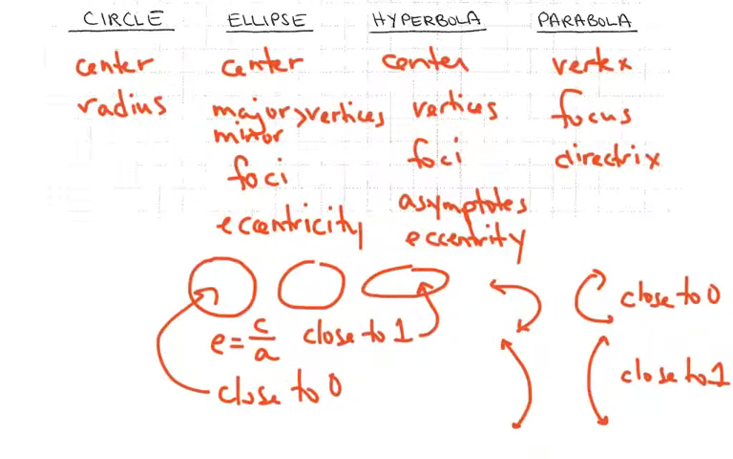The question on the final exam is going to give you a question that says, which word does not describe this type of conic?